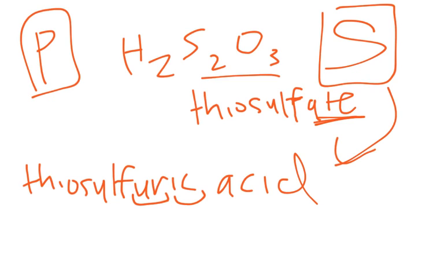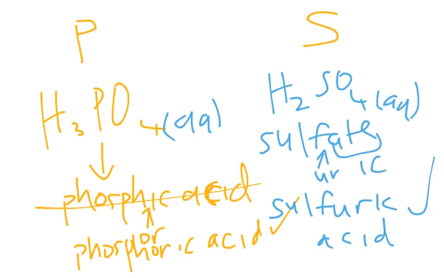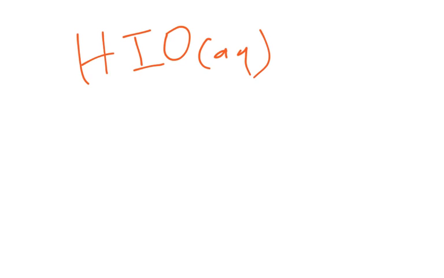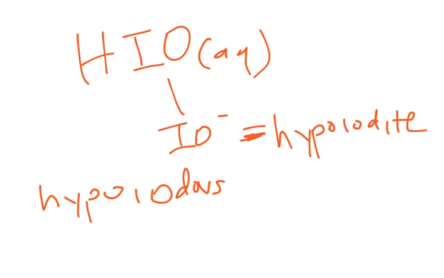So let's now do some practice questions. What would HIO aqueous be? Let me see if I put aqueous in the last one. Oh, I didn't. Better add aqueous. That is very important to do. So HIO, well, we know that IO minus is, I think, hypoiodite. So now let's try to name the acid. It would be hypoiodous acid. And that's the correct answer.